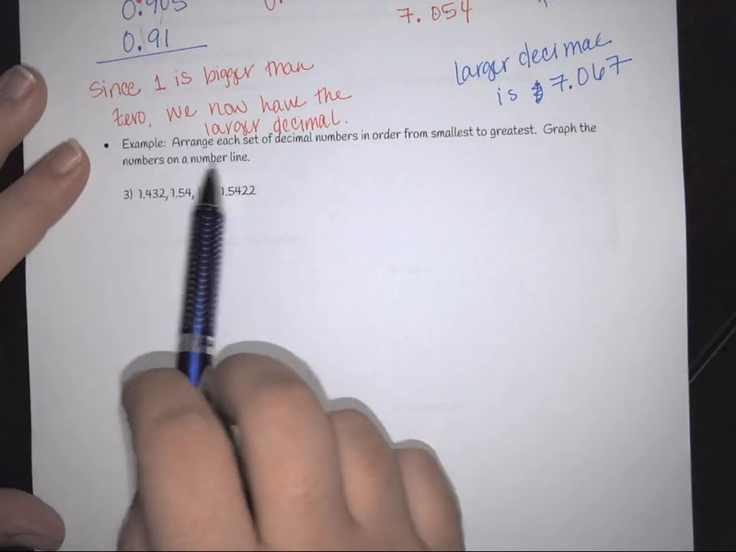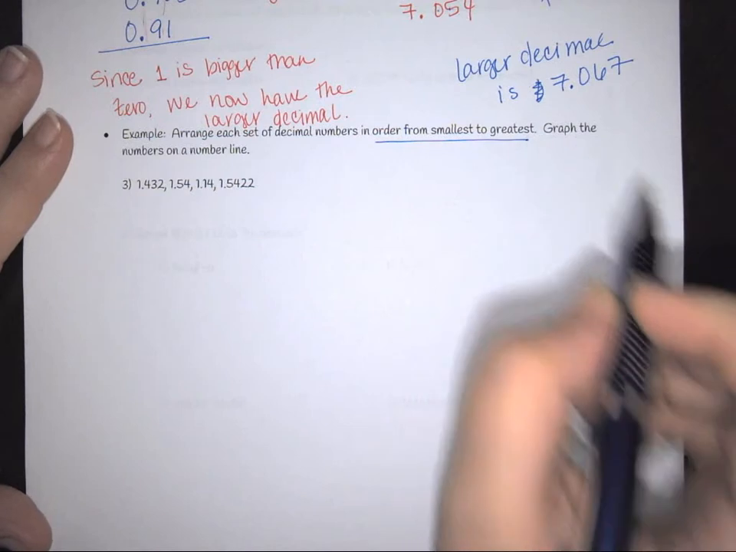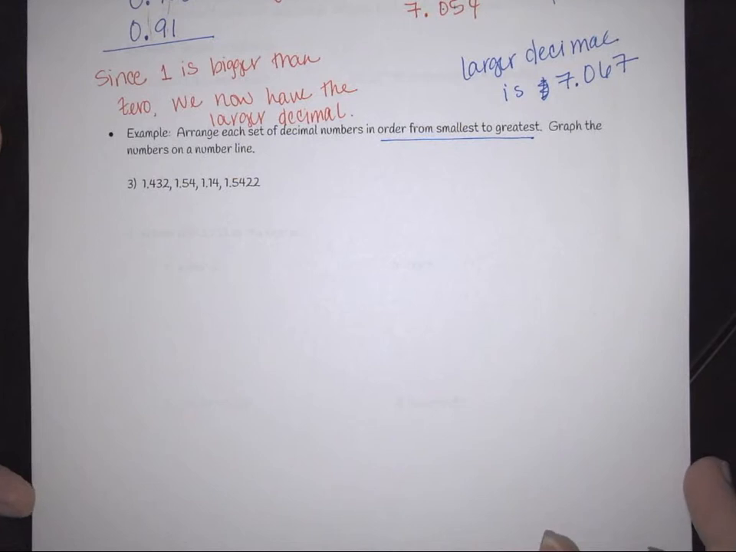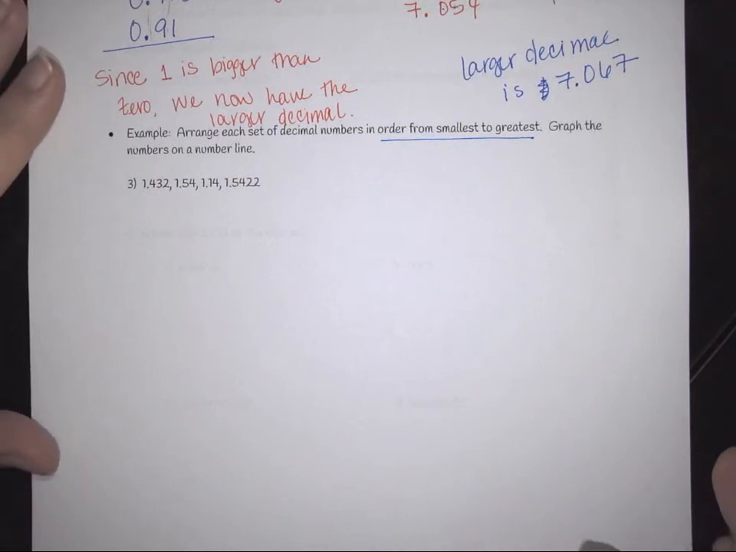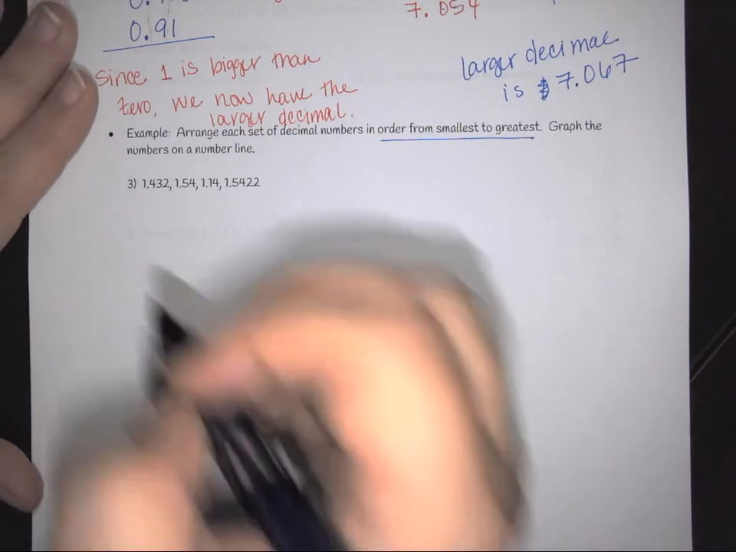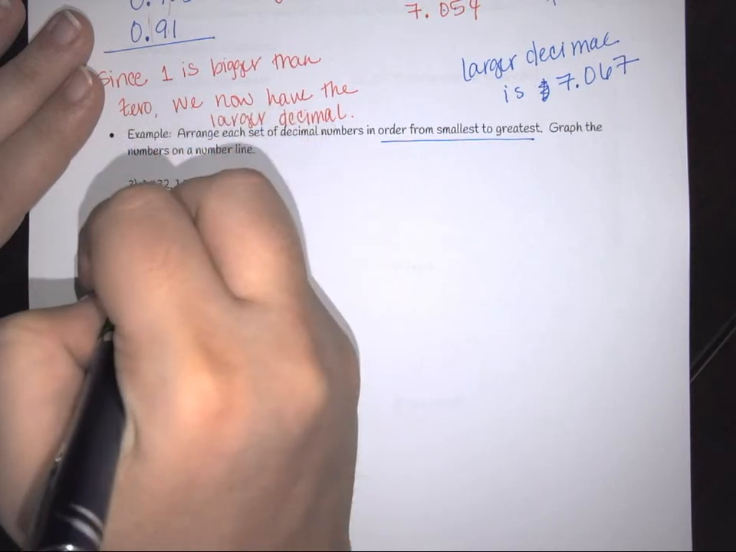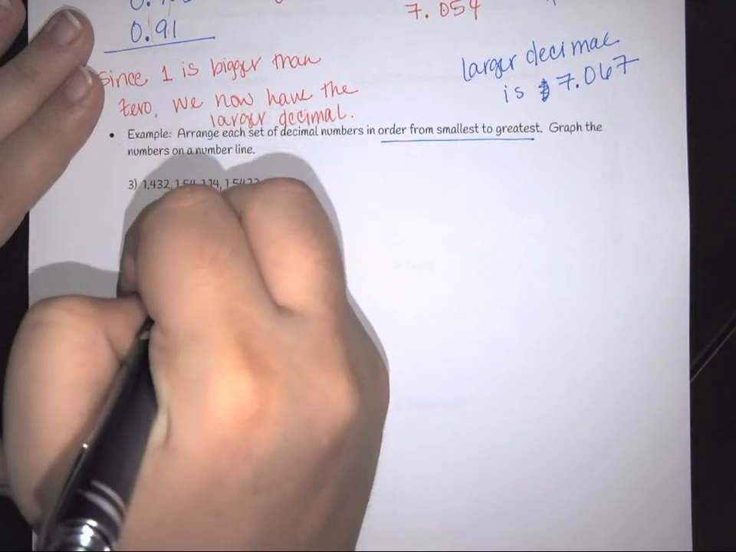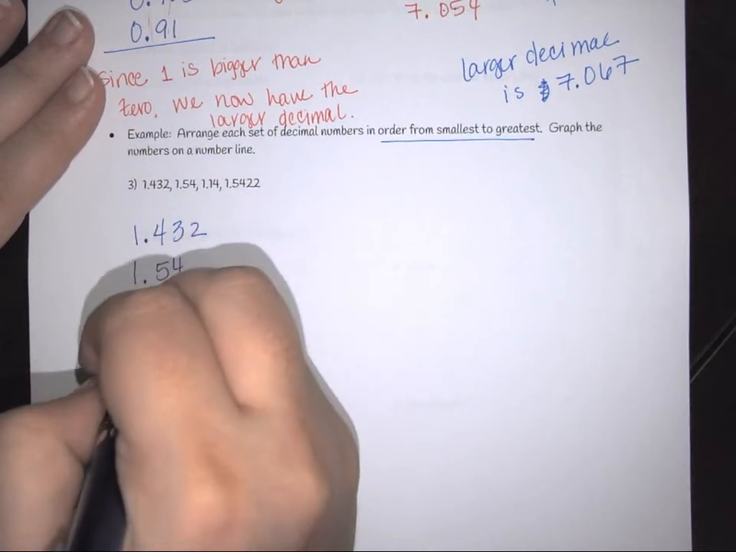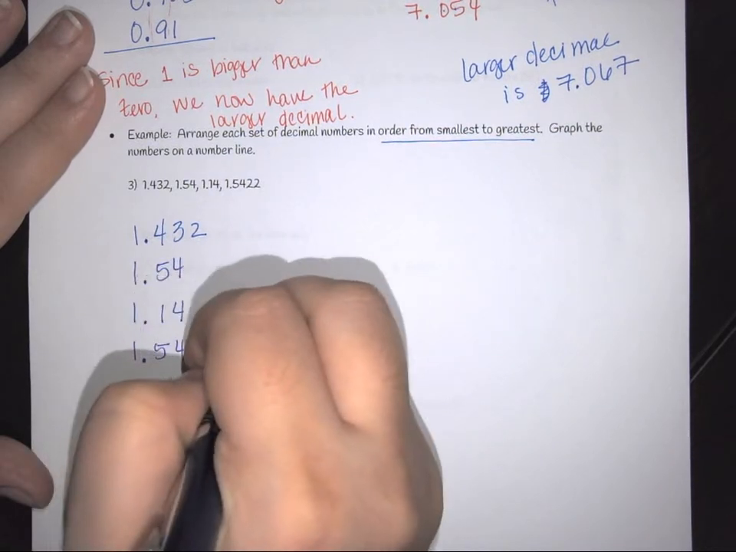Now, another thing that we do is we arrange our decimals, and in this case we want to go in order from smallest to greatest. And then we want to graph them on a number line. So, first thing we have to do is arrange our decimals and figure out what the order is. Again, I would list them out vertically. So I have 1.432, 1.54, 1.14, and 1.5422.